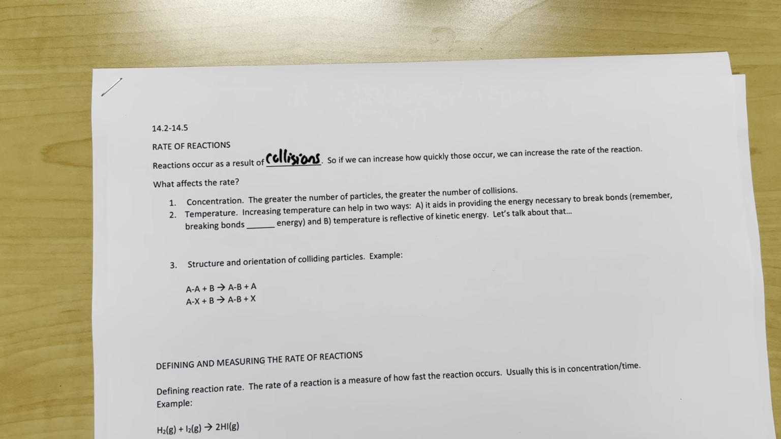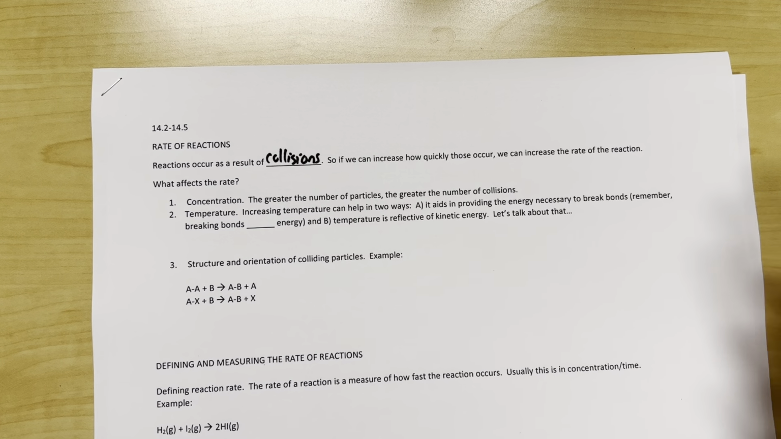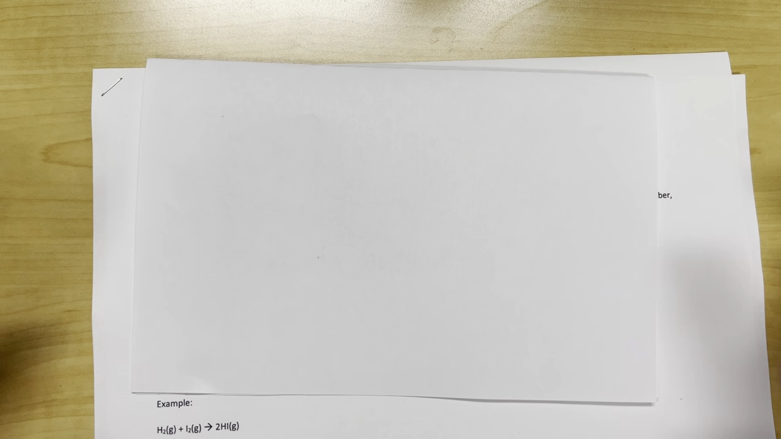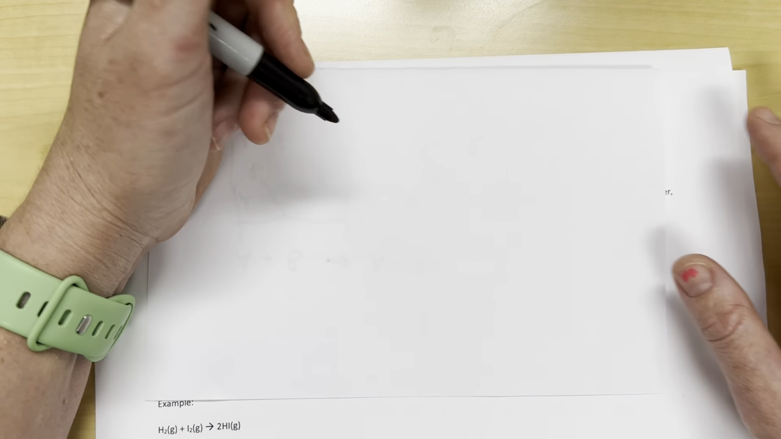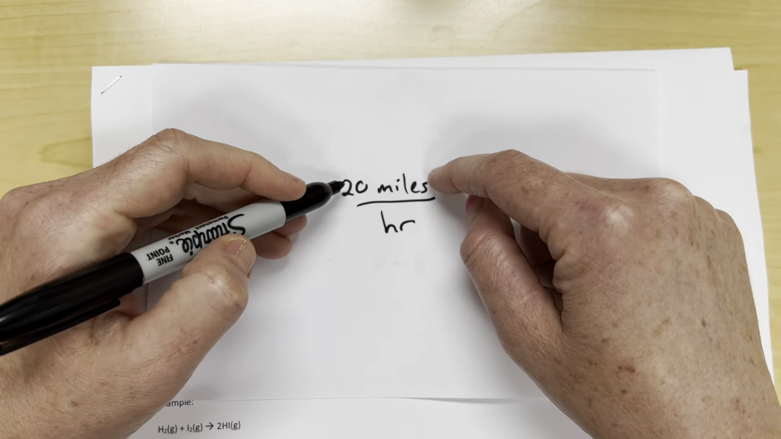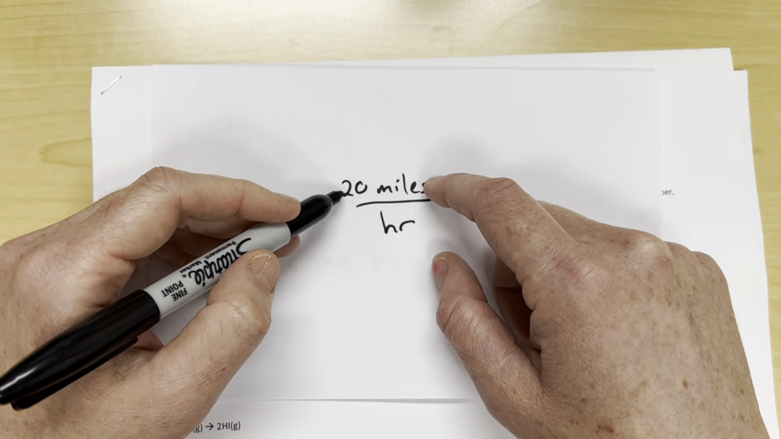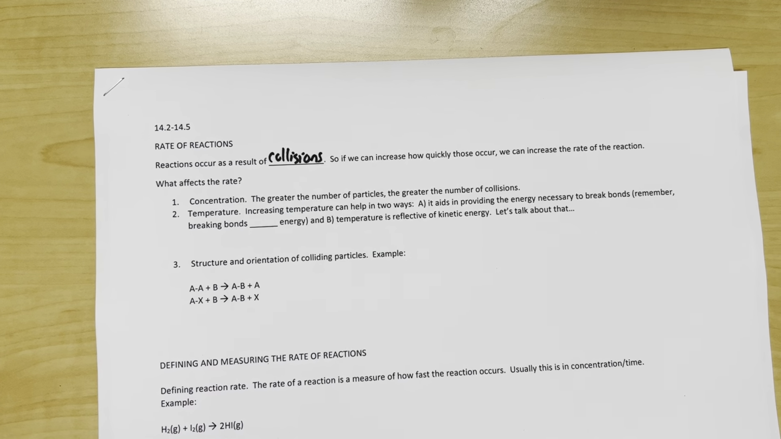So if we increase how quickly these collisions can occur, we can increase the rate of the reaction. Rate is kind of a similar concept to speed. So for example, if you're driving, let's say you drive 20 miles per hour, that's the rate at which you drive. Driving 20 miles will take you an hour. If you got an hour, you can drive 20 miles. So that's just another form of rate. It's essentially how fast something can occur.